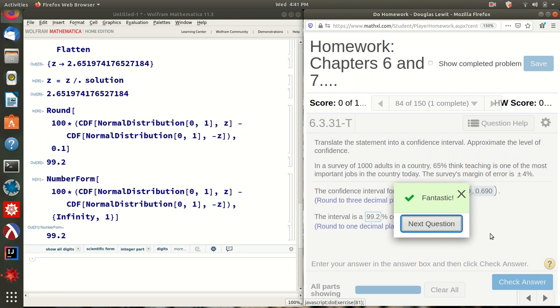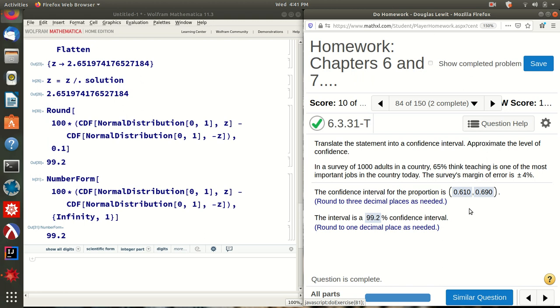Okay, so let me explain something because the interpretation is really important. What this actually means is this: if I survey 1,000 adults in this country, and it doesn't have to be the same 1,000 adults, it could be a different group, a different sample of 1,000 adults. So I keep looking at different groups of 1,000 adults. I keep sampling different groups, and I do this over and over and over again.